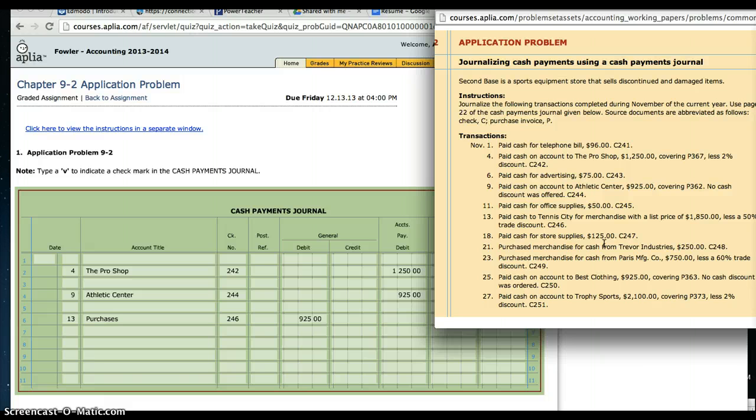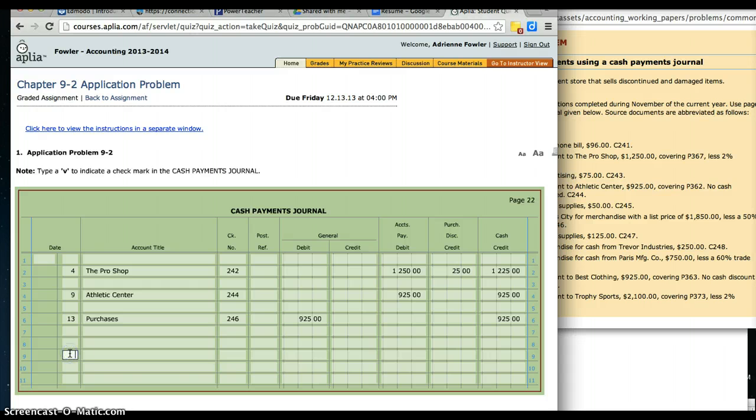The 21st should be fine. The 23rd, let's look at. So this one is with the 60% trade discount. So what I would do, okay, wait, so 13, 18, 21, 23. It's going to go right here.